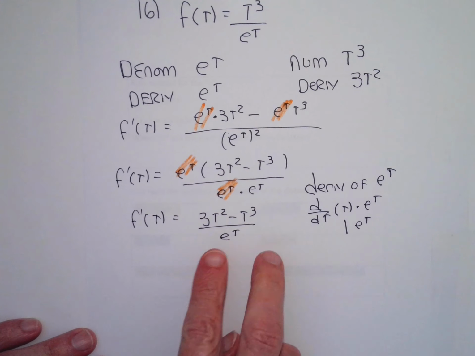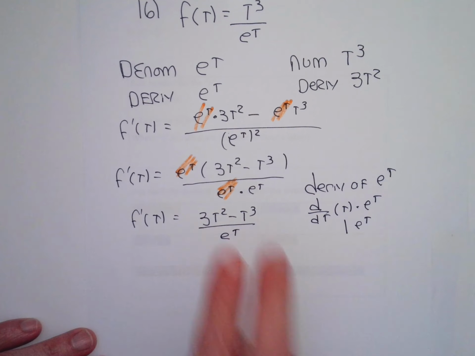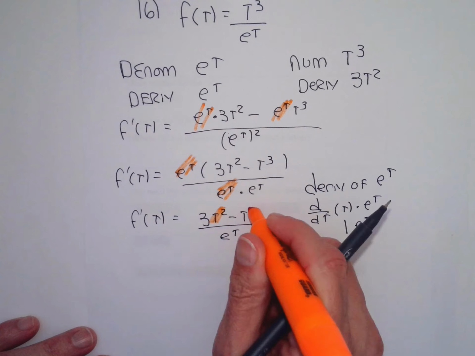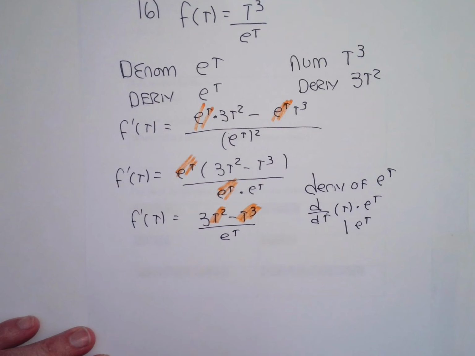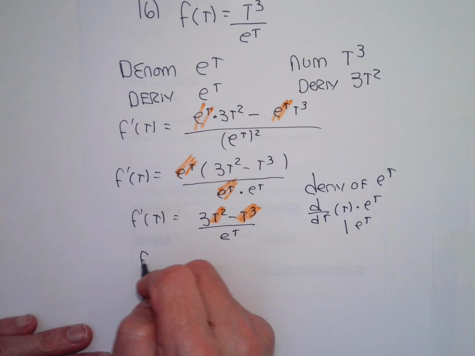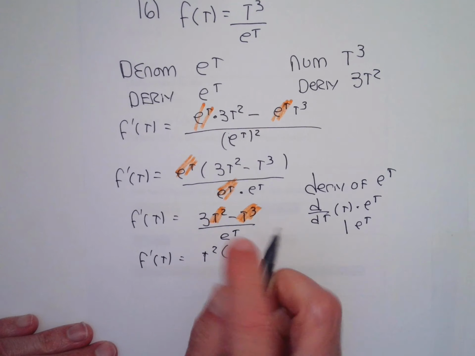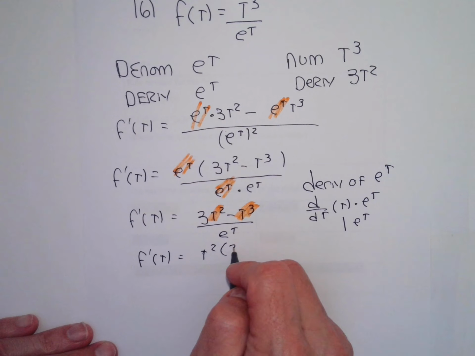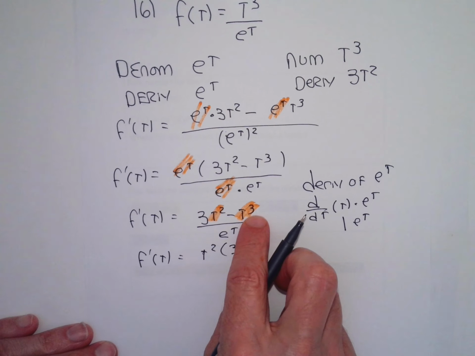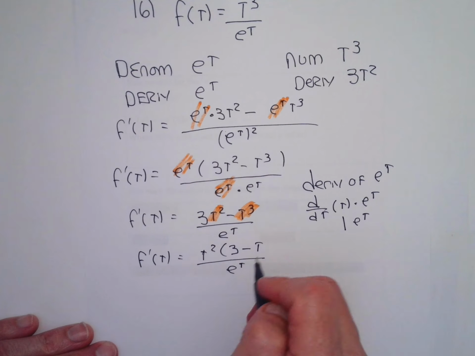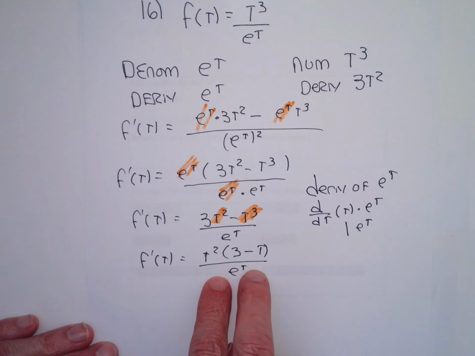I'm going to factor out a t squared from the numerator because both terms in the numerator have a t. And when they both have the same variable, you take the smaller exponent. So I'm going to say the derivative is t squared. To the left of the minus sign, I'm just left with a t. To the right of the minus sign, there were 3 t's. I took away 2. I'm left with 1 t. And then over e to the t. This is how I would instinctively leave my answer.